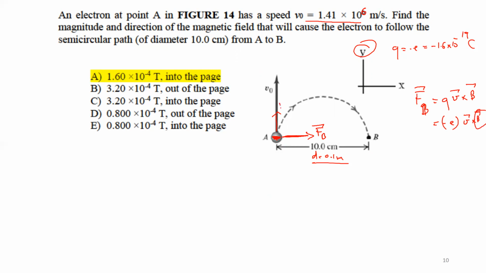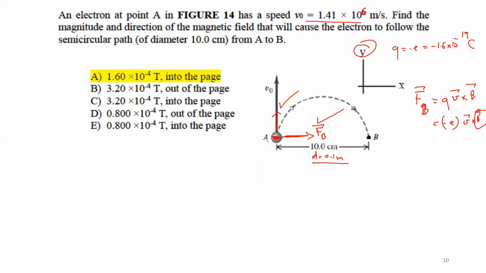So I know the velocity. I know the Lorentz force. Now the question is, what should be the direction of the magnetic field that gives me this FB pointing towards B? You use the right-hand rule, and you will see that B should be into the page.